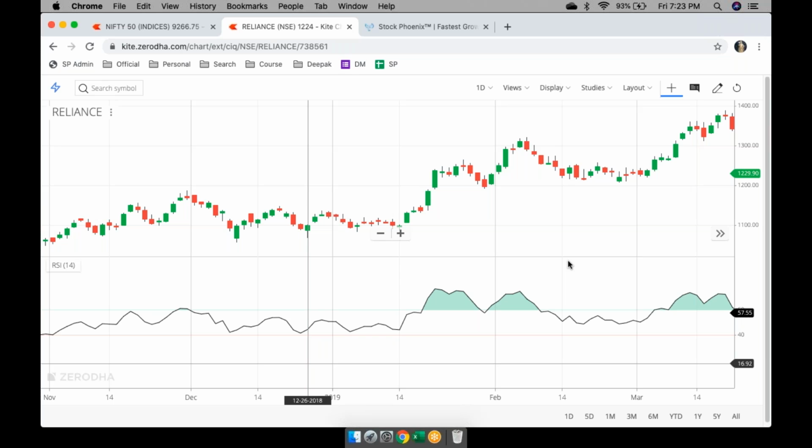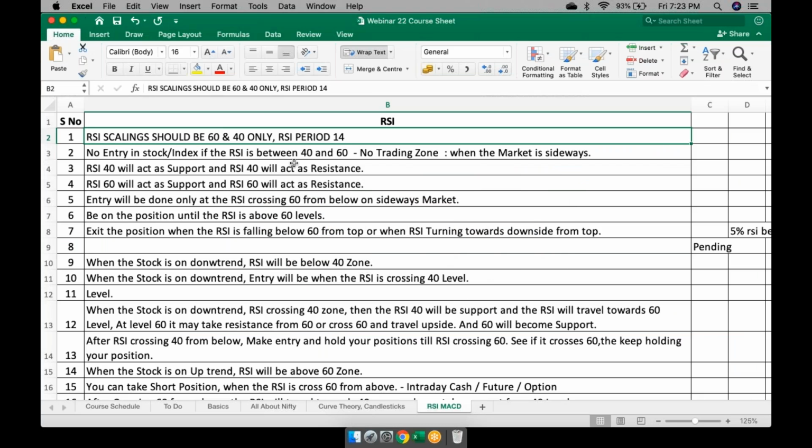So coming back, how are we going to use RSI and trade? That is what we are going to learn now. RSI scaling should be 60 and 40. RSI period is 14. Next, no entry in the stock or index if RSI is between 40 and 60. In between RSI 40 and 60, there is no entry.